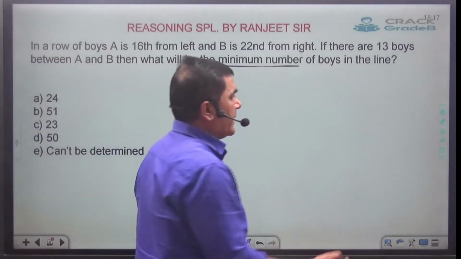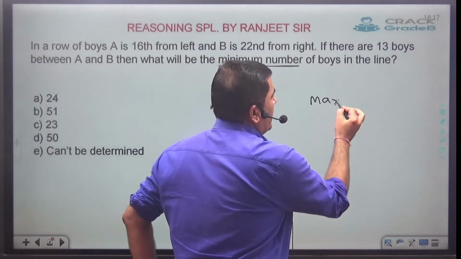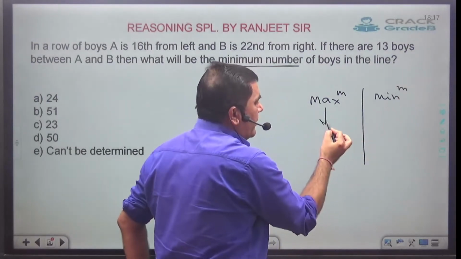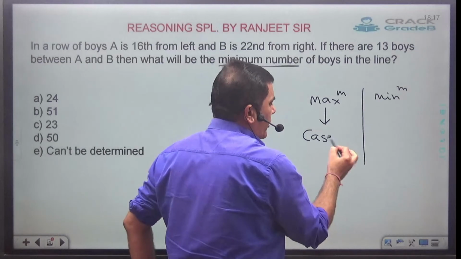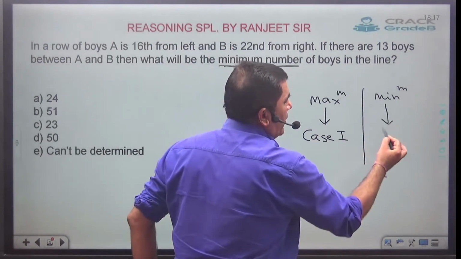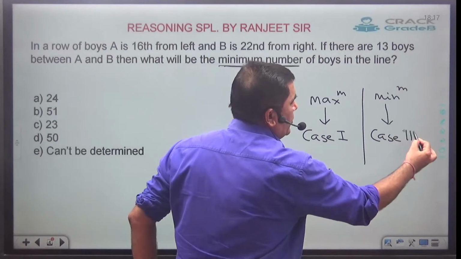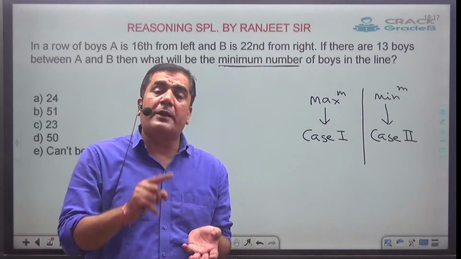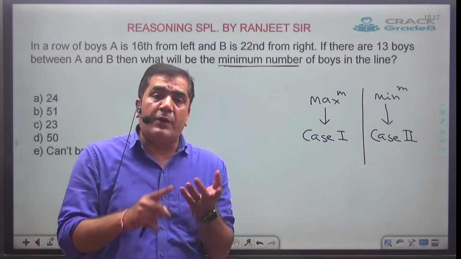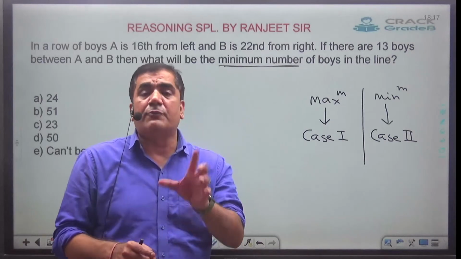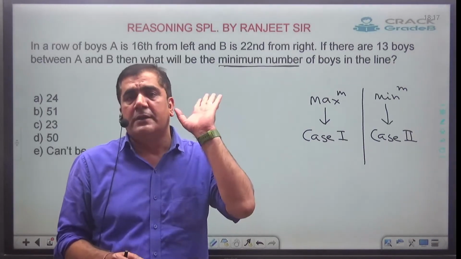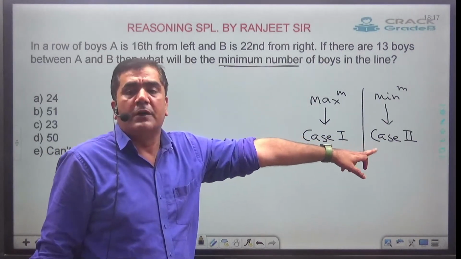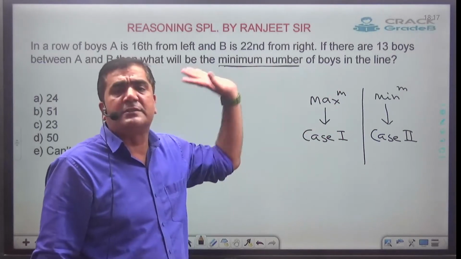So always remember, dear, whenever they ask for maximum or minimum, maximum always signifies the answer from case 1 and minimum always signifies the answer from case 2. If they are asking for maximum, then whatever answer comes out in case number 1 will be your answer. And whenever they ask for minimum, whatever answer you get from case 2 will be your answer. Clear? Here in this one, since they are asking for minimum, I am only looking for case 2. I am in no way concerned with case 1.